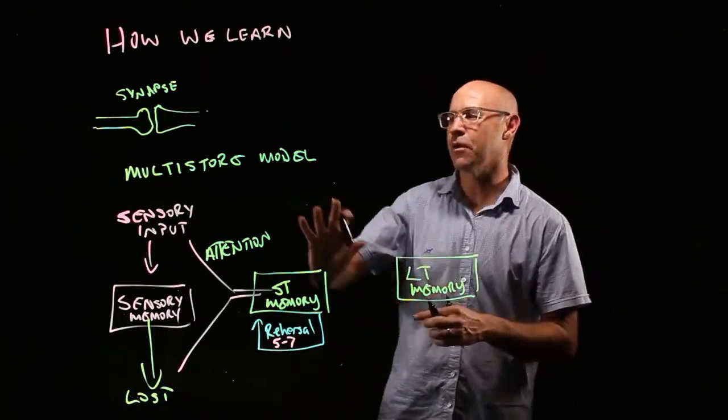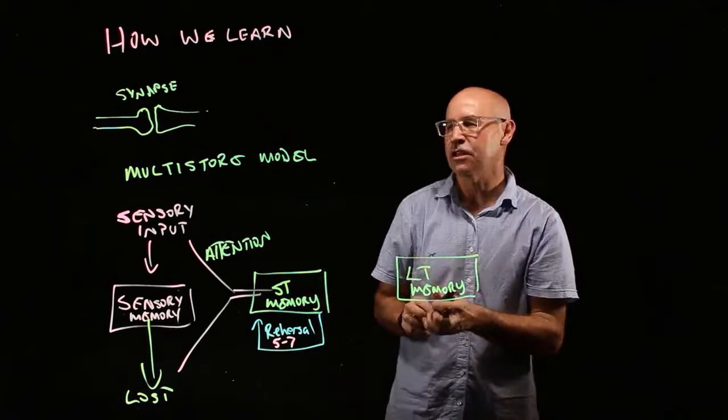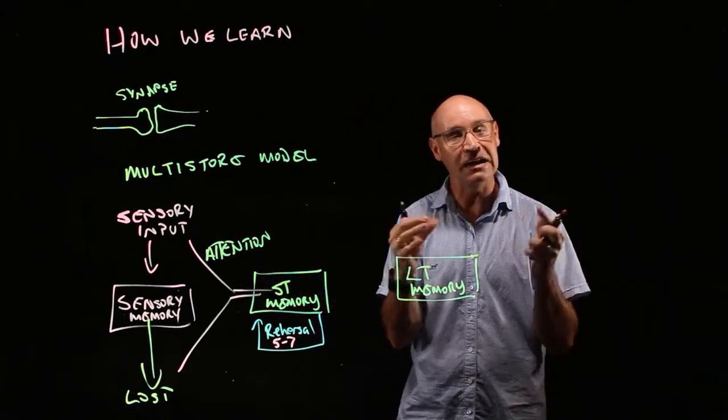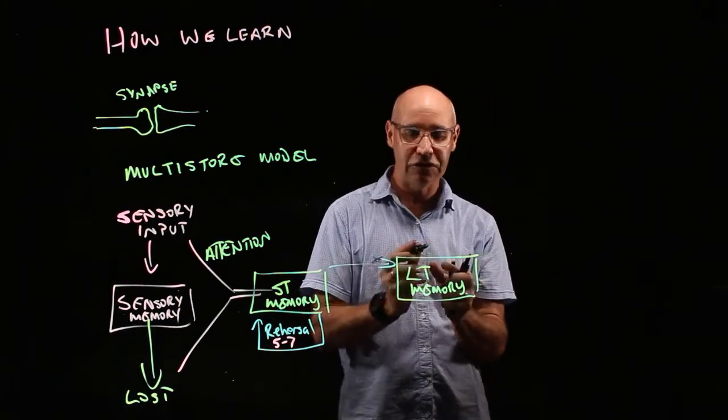Now, our long-term memories are the synapses. It's the connection between the nerves. It's a physical connection and this web of interconnectedness that occurs. So how does it go from short-term to long-term memory?